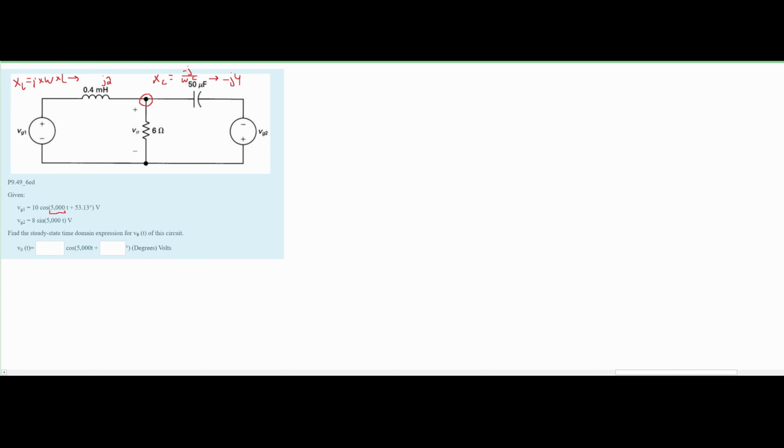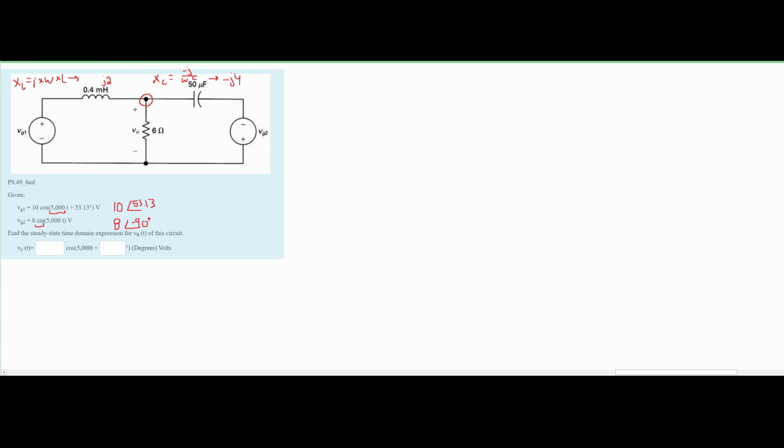Now to put our sources in phasor form, we have 10 with the angle 53.13 degrees, and for our second one, we have 8 with the angle of negative 90 degrees. The reason it's negative 90 degrees and not 0 is that we need to convert the sine to a cosine. We know from previous homework problems, linked below in the description in a playlist, that sine is 90 degrees ahead of cosine. That means our cosine is 90 degrees behind our sine, and if we convert to cosine, we just subtract 90 degrees from whatever the angle of our sine is. And now we can start plugging this into our problem.